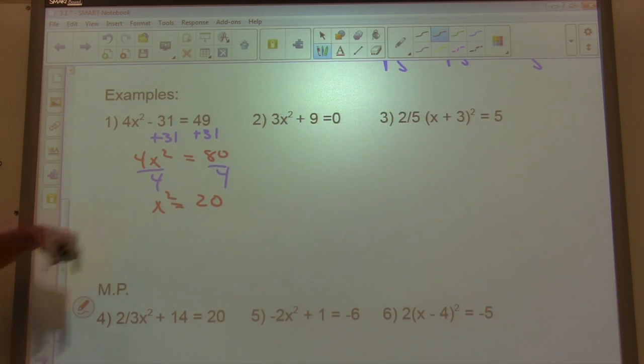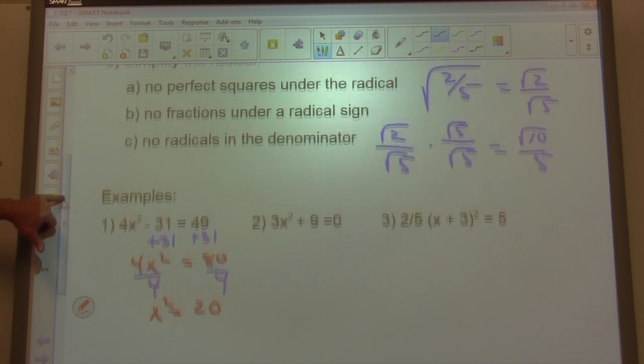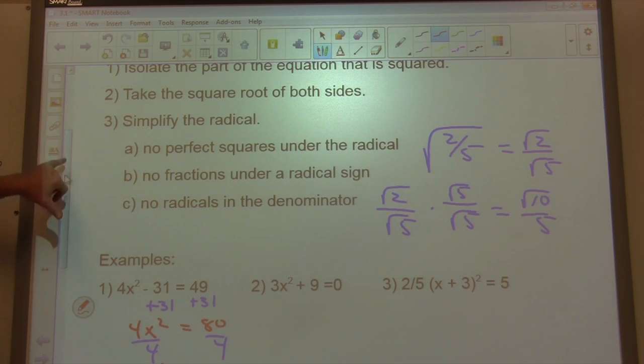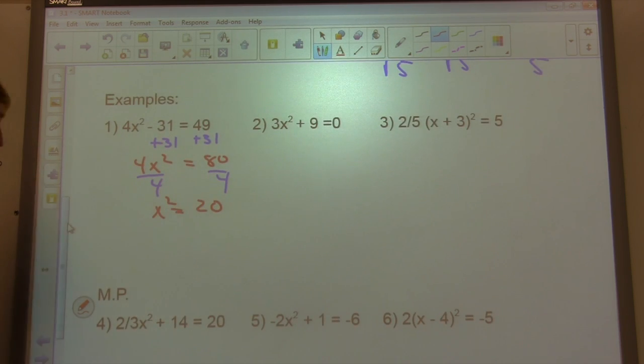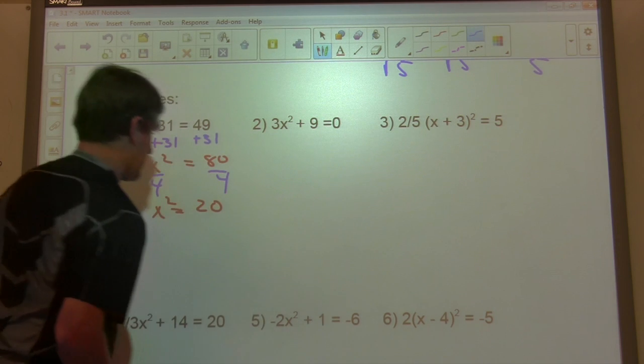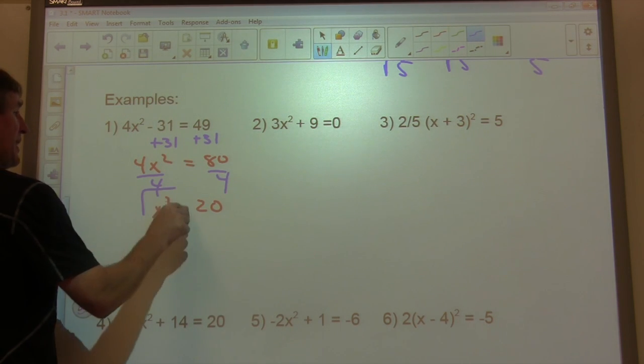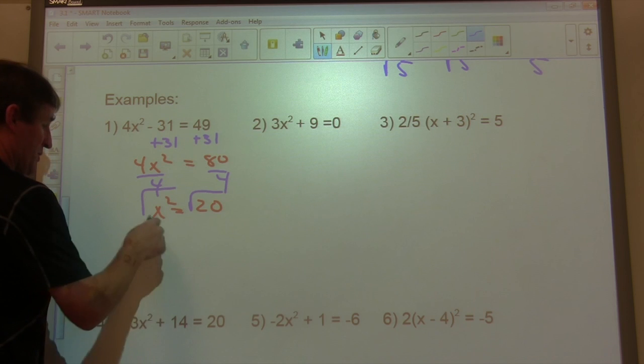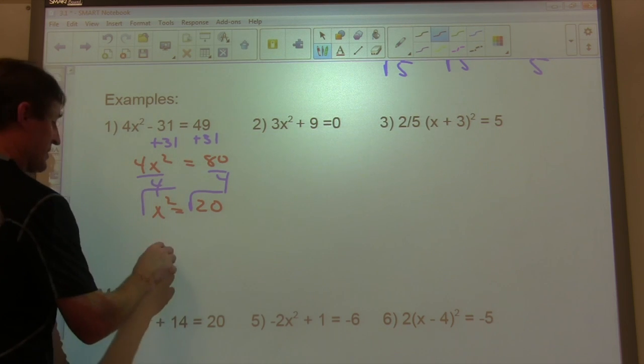Then, once I have it by itself, so we've isolated the x squared, now I can go to step 2. It says take the square root of both sides. So now I'm going to take the square root of this side and the square root of this side. The square root of x squared is x.